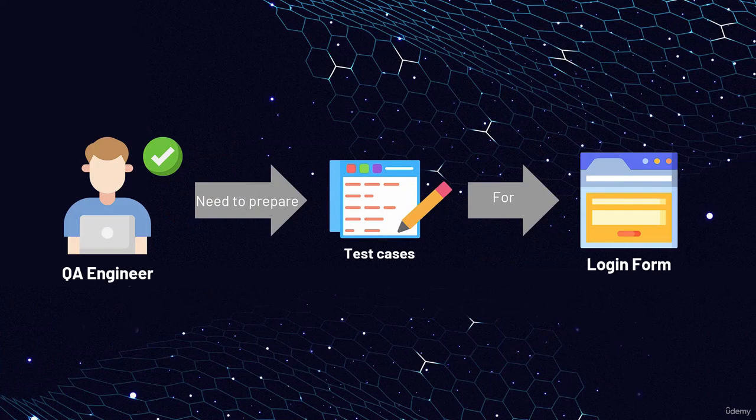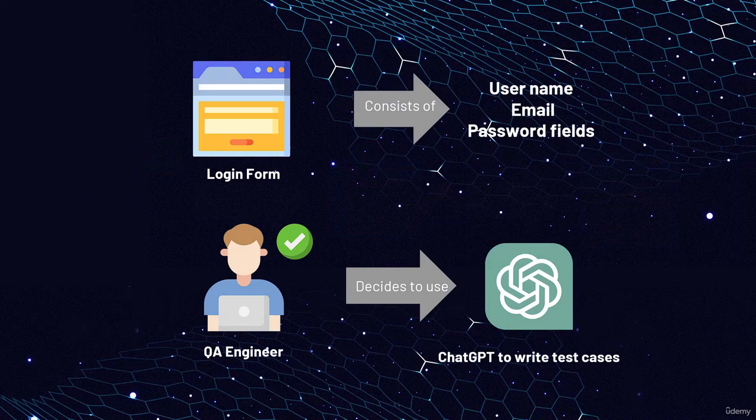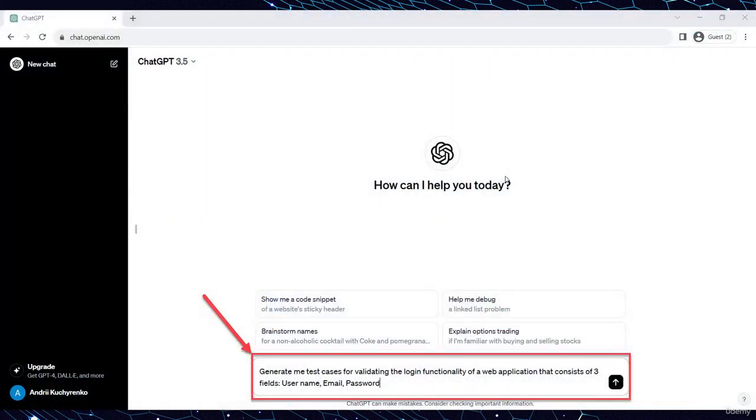The login form will consist of 3 fields: username, email, password. In order to speed up the process of writing test cases and not to miss important scenarios of inputting data into the login form, the tester decides to use ChatGPT. For this reason, the QA engineer navigates to ChatGPT and inputs the prompt: generate the test cases for validating the login functionality of a web application that consists of 3 fields: username, email, password.